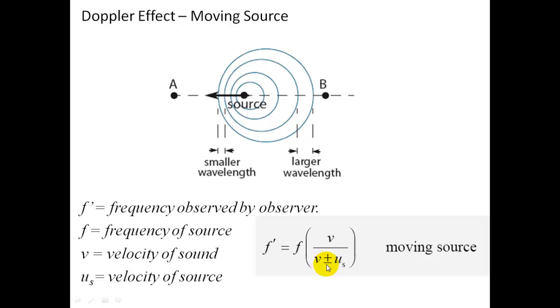Now this can be plus or minus depending on whether it's approaching or receding. Against your intuition, when it's approaching, you use the negative value, because you're dividing by a small value to get a small denominator, so this will be a higher frequency when it's approaching. When it's receding, we use the addition sign, so you're dividing by a larger number, and the observed frequency will be smaller.